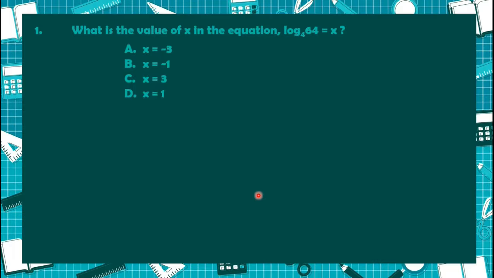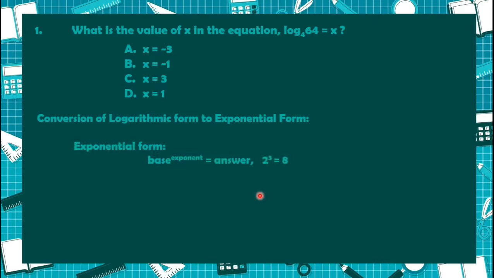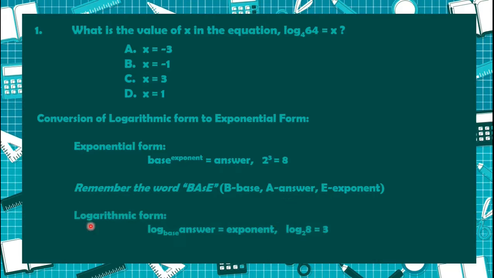In order for us to know the value of our x, we need to know how to convert the logarithmic form to exponential form. First, in the exponential form, we have base, exponent equals answer. 2 to the power of 3 equals 8, where 2 is our base, 3 is our exponent, and 8 is our answer. In converting the exponential form to logarithmic form, just remember the arrangement of the letters from the word BASE, B, A, S, E, where B is the base, A is the answer, and E is the exponent.